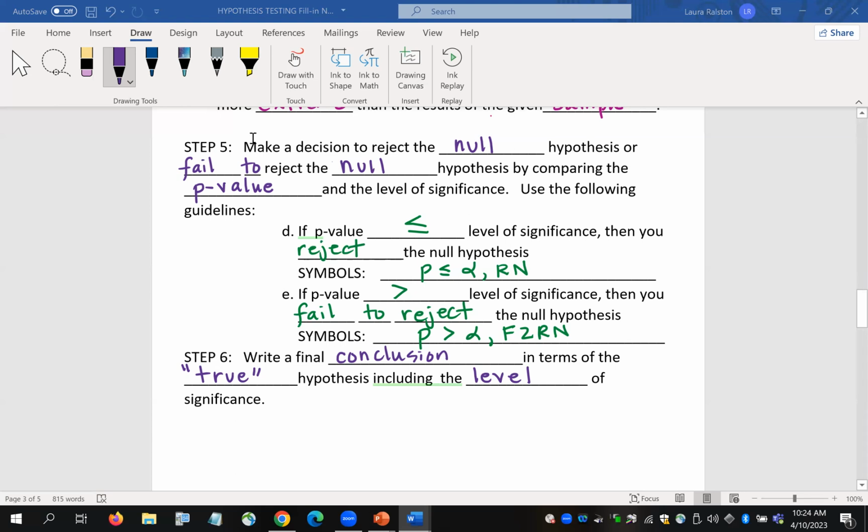So the only options that we have is it's only reject or fail to reject it. Is that correct? Yes, ma'am. Those are your only 2 options. Okay, just double checking.